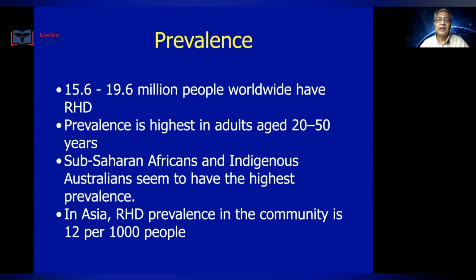Talking more about rheumatic heart disease, the prevalence of rheumatic heart disease worldwide is said to be 15.6 to 19.6 million. And the prevalence is highest in adults in the age of 20 to 50 years. It is said to be highly prevalent in sub-Saharan Africans and indigenous Australians, the Aborigines. In Asia, rheumatic heart disease is prevalent in the community, and the prevalence rate is said to be 12 per 1,000 people.